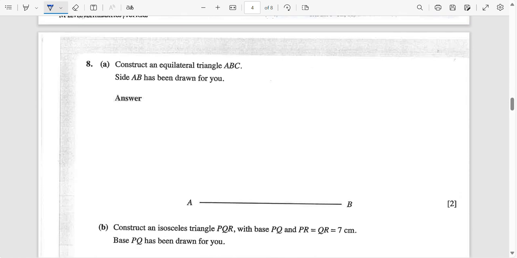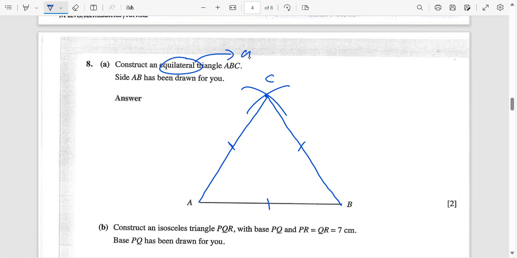Construct an equilateral triangle ABC, side AB. Okay, so what you should be doing is you need to measure the length of AB, and then using your compass, you should draw the arc and then find the point which is actually your C, and then join using your straight ruler. Make sure that these three sides are equal length, because in an equilateral triangle, all sides are equal.